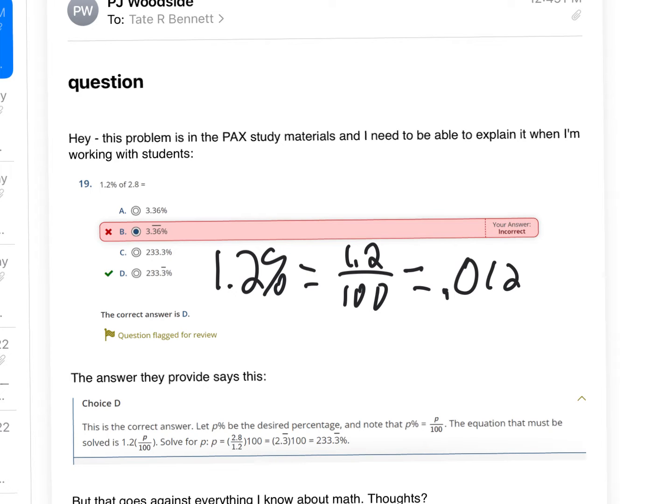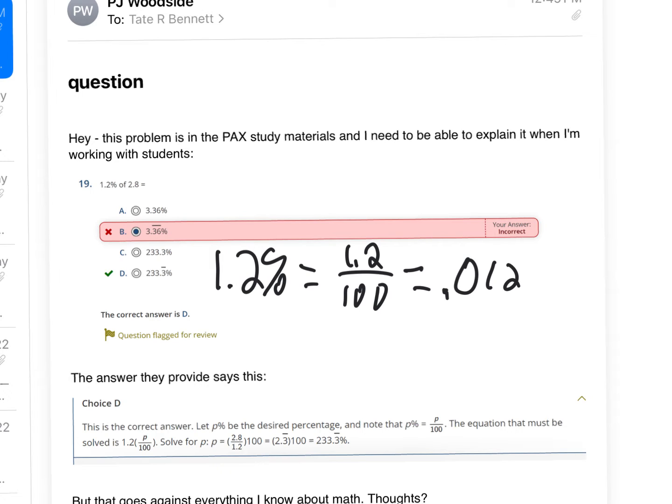0.012. A lot of people know that you just drop the percent, you move the decimal 2 places to the left, and you add a 0 as needed. So 1.2% is the same as 0.012.